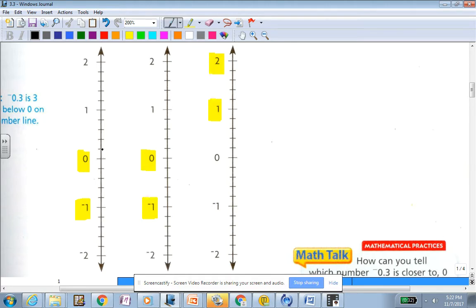Let me count by twos. 2/10, 4/10, 6/10, 8/10, 10/10. Is 10/10 equal to 1? I got it. The tick marks in between are 2/10. So this would be 2/10, this would be 4/10, this would be 6/10, this would be 8/10. On the flip side, that means that this is -2/10, this is -4/10, this is -6/10, this is -8/10.